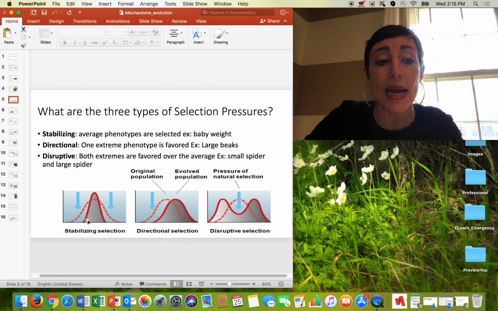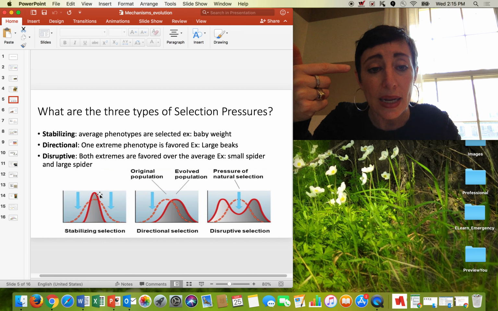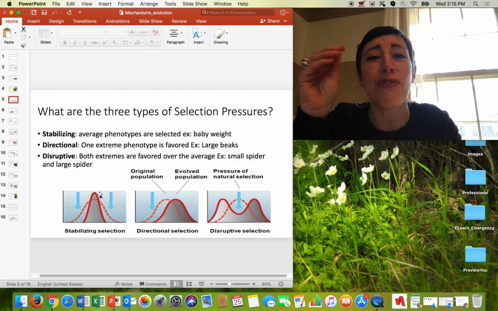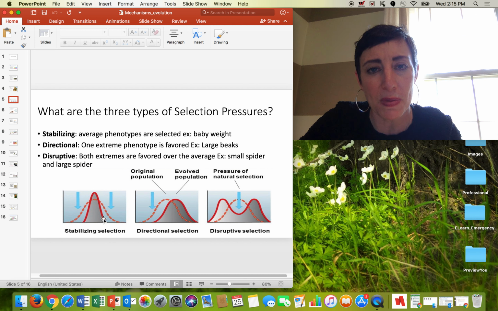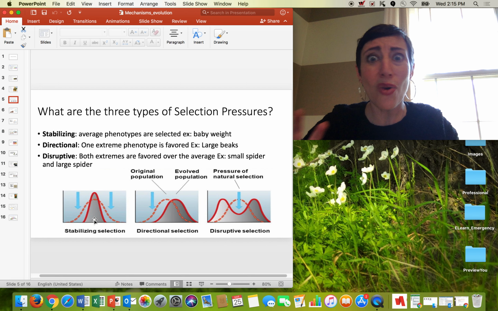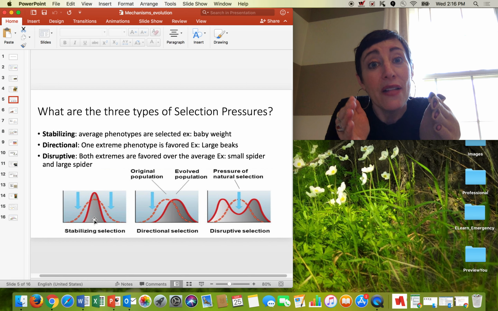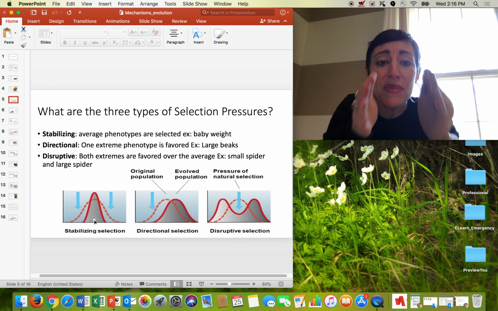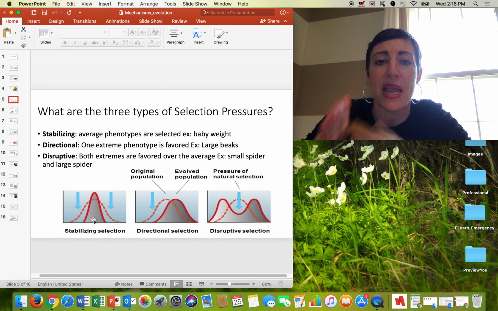First is called stabilizing. This is where you're going to see phenotypes, the things that we see, the physical traits in the population that are of average size. So for example, the classic one to talk about is human babies. We don't want to have a baby that's 3 pounds because they're not big enough. We don't want to have a baby that's 20 pounds. That's way too big. No, thank you, please. No, we want to have babies that are about 7 pounds. That's the average. So right in the middle, we're seeing selection pressures choosing the average size baby.